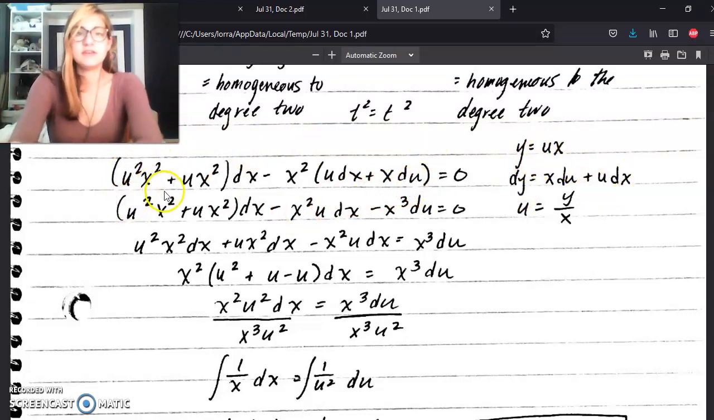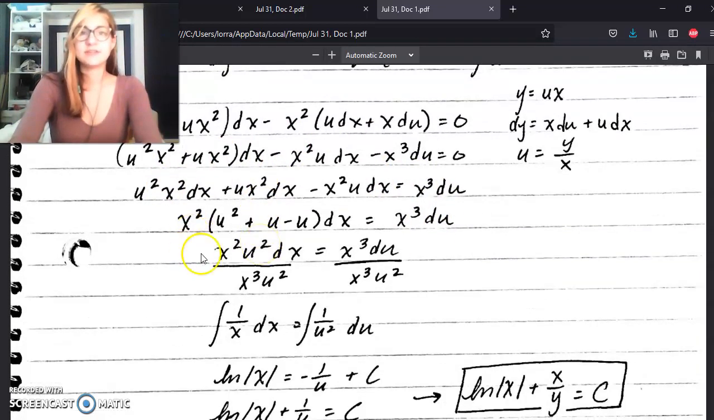So when you do that, you get u squared x squared plus ux squared dx minus x squared u dx plus x du. And so from here, my goal was to simplify and separate the dx's from the du's. So I did just that, and you get the simplified equation right here. x squared u squared dx is equal to x cubed du.